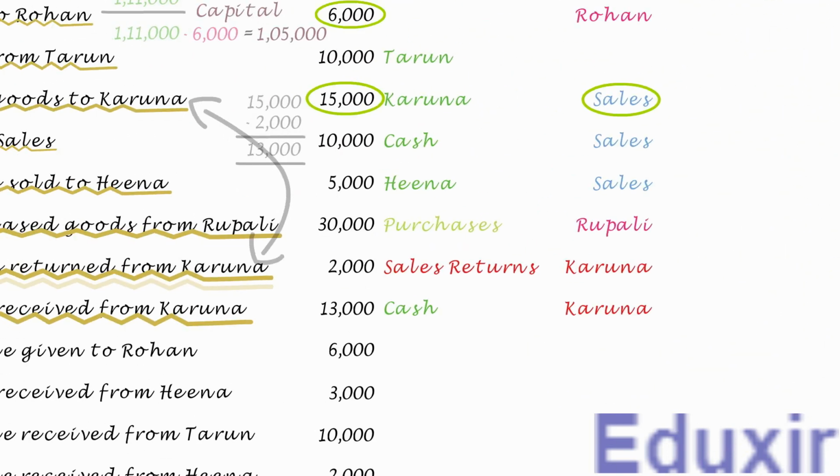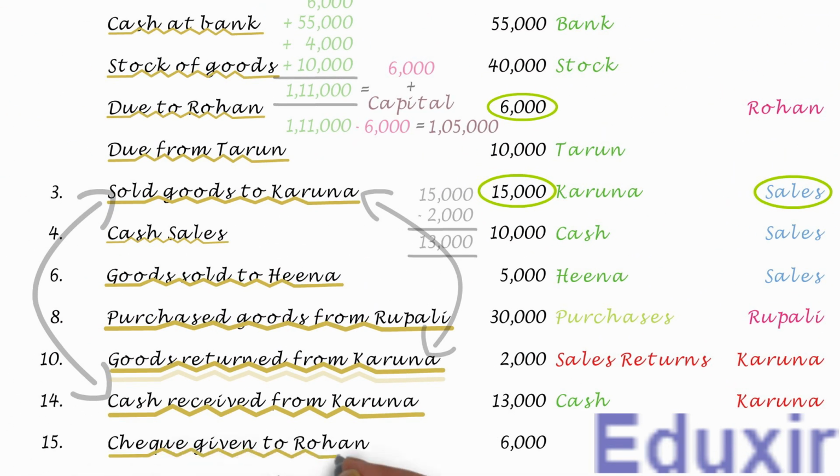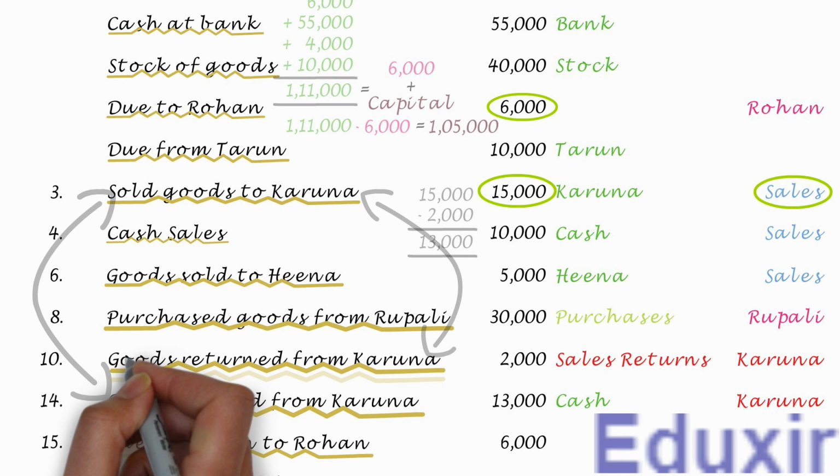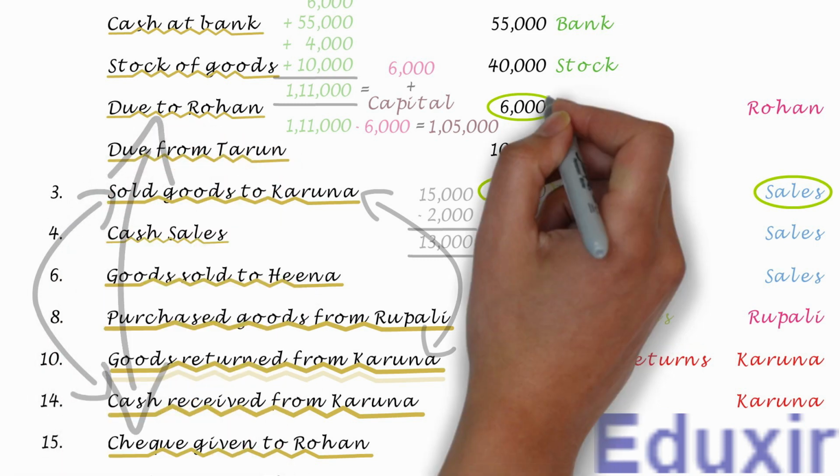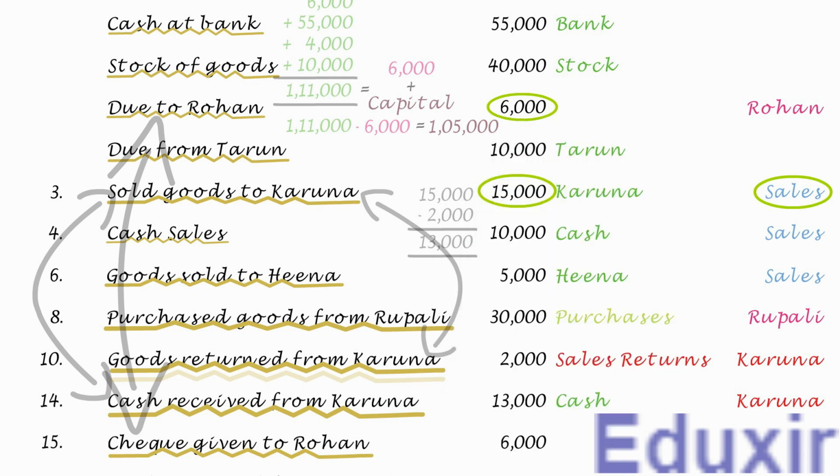In this transaction, a check for 6,000 rupees is given to Rohan. Note that this transaction is related to the first transaction, wherein the business had 6,000 rupees amount due to Rohan. The business is now paying back that amount. As the business is issuing a check for the entire amount it is liable to pay to Rohan, there is no discount involved in this case.